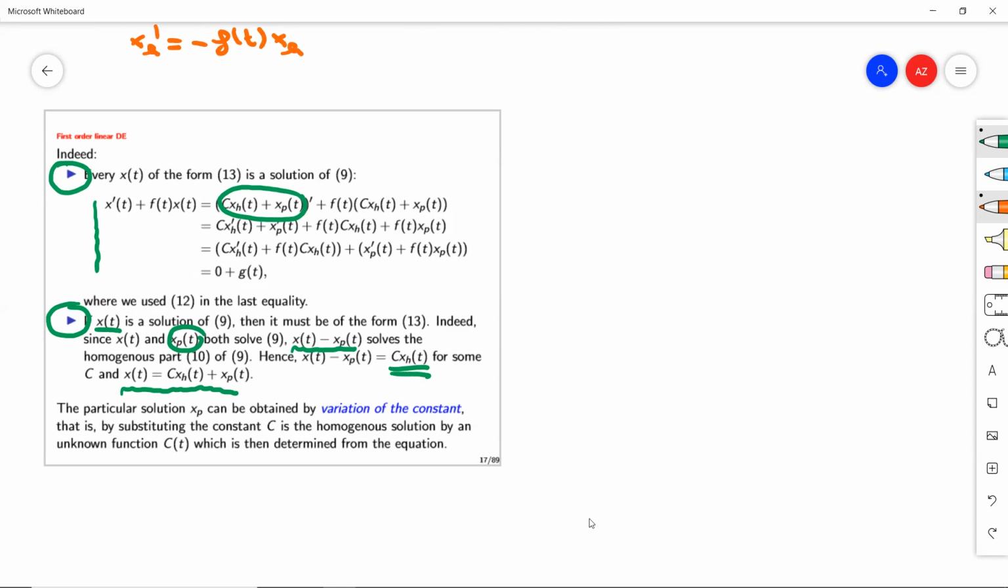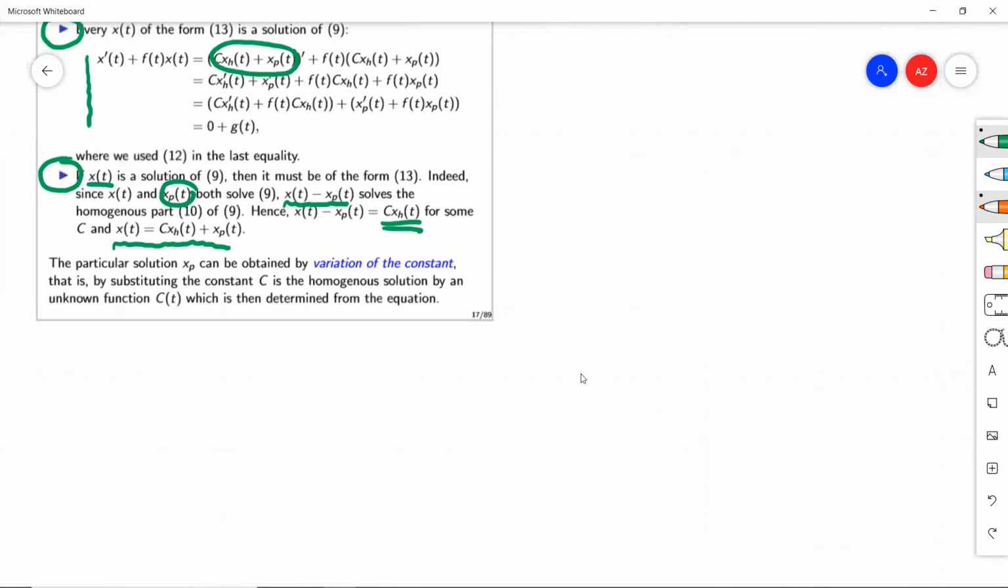Okay, and for the end of the second hour, let's look at a technique of variation of constants, which can be used to find the particular solution. I will explain on an example, but it works the same in general. There will be also a derivation in general on slides. So let's say that XH of T is a solution of a homogeneous part.